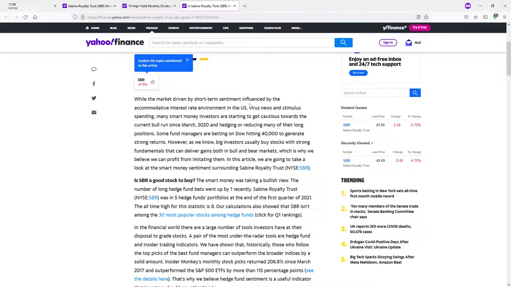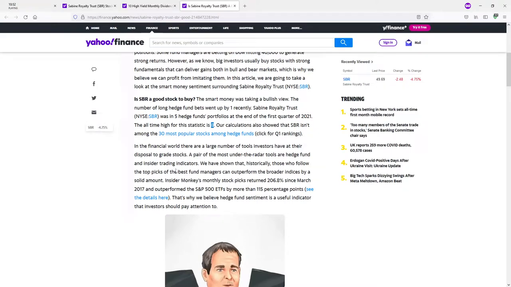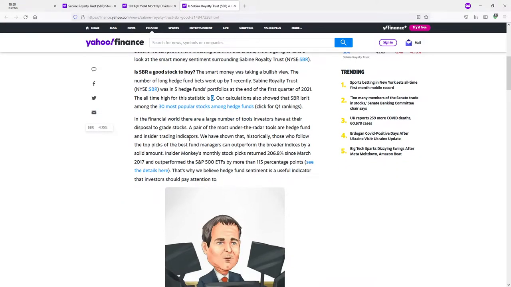Short-term sentiment influenced by the accommodative interest, blah, blah, blah, words, words, words. Smart money was taking a bullish view. The number of hedge fund bets went up by one recently, with five hedge funds holding it at the end of the first quarter of 2021. The all-time high for the statistic is 8. Okay. I saw it around Insider Monkey monthly, blah, blah, blah.